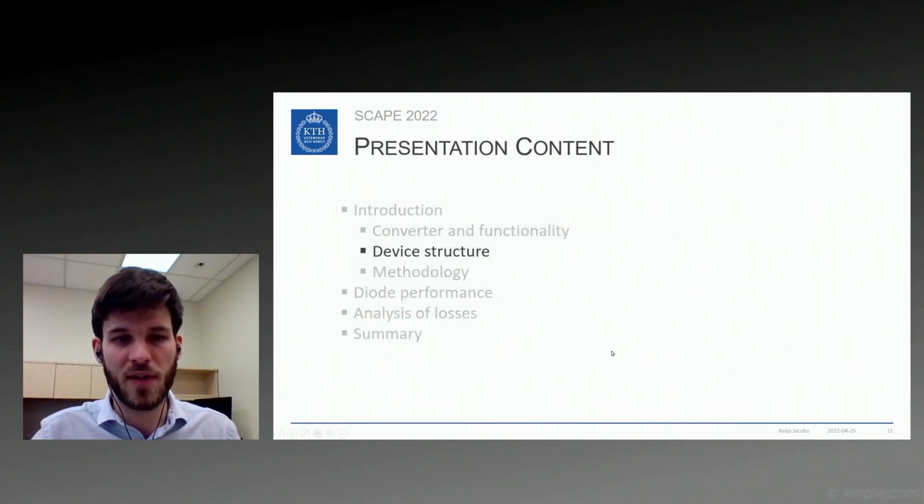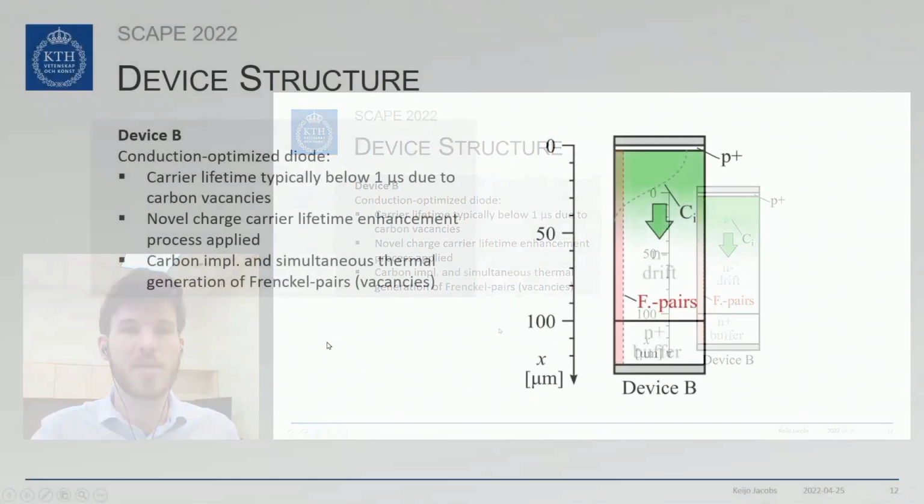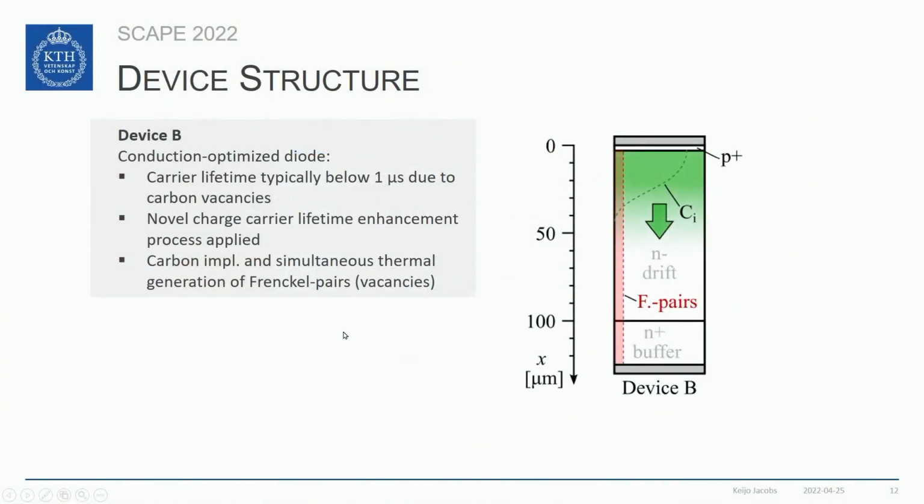Now let's have a look at the device structure of the diodes that we used during the study. We used device B, which is a conduction optimized diode. Typically, the lifetime for these diodes is below 1 microsecond due to carbon vacancies in the silicon carbide material. Therefore, a novel charge carrier lifetime enhancement process was applied. This consisted of carbon implantation and simultaneous thermal generation of Frenkel pairs. This is illustrated here in the figure.